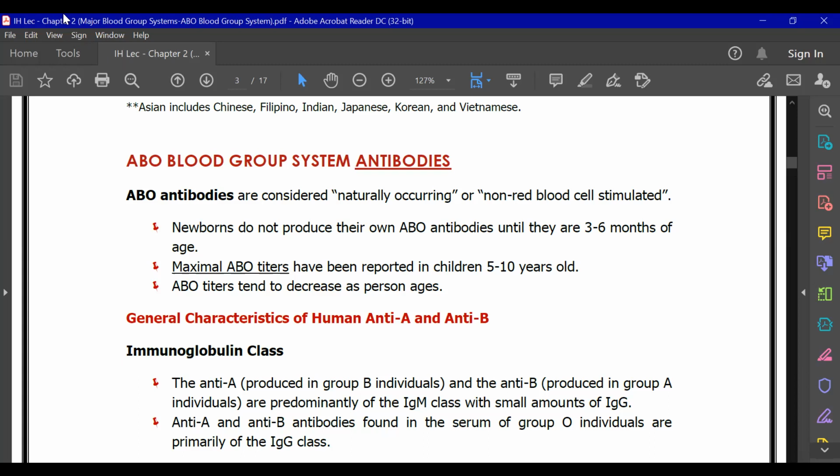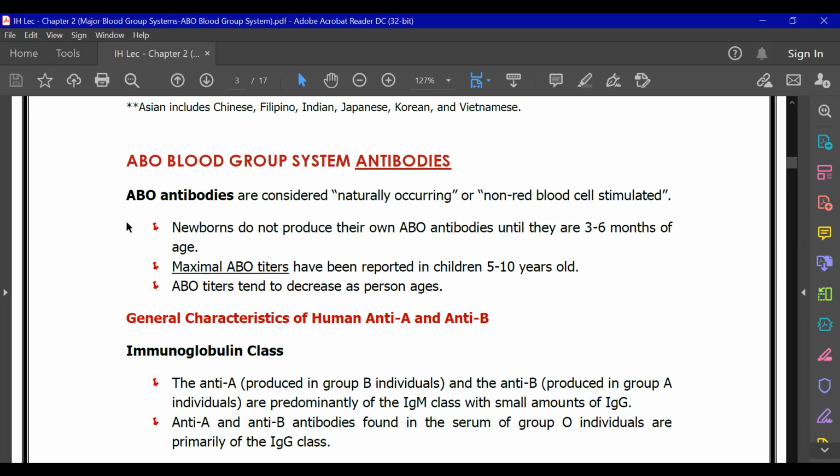So your ABO antibodies, other than being termed naturally occurring antibodies, are more appropriately described as non-red blood cell stimulated antibodies. Other sources would only describe your ABO antibodies as naturally occurring, but in some sources that I've read, they describe your ABO antibodies as non-red blood cell stimulated antibodies.